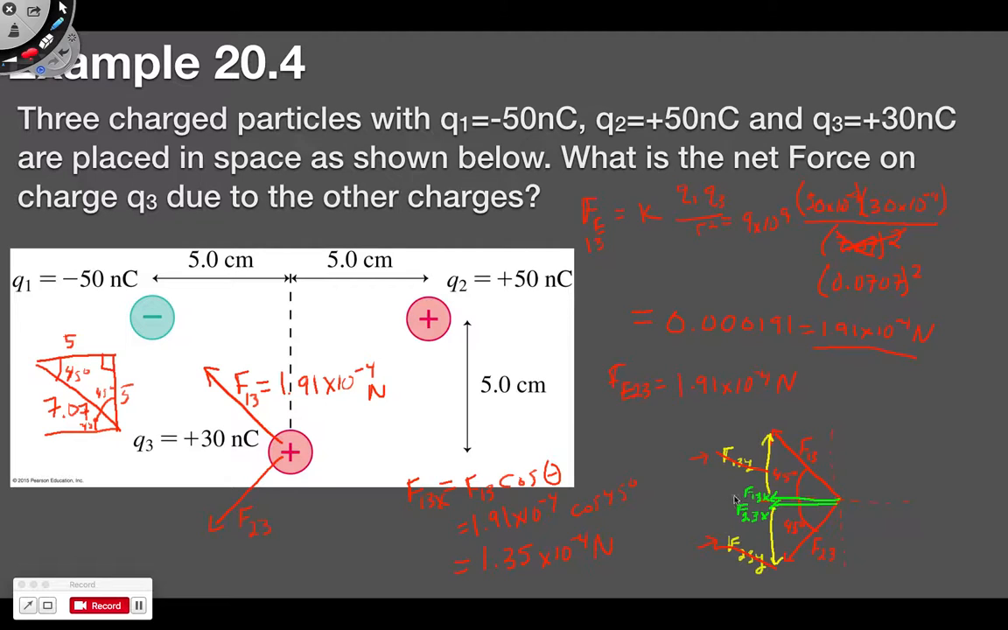And so essentially, I know that twice this value is my total. With this being the 1 on 3 and this being 2 on 3 right there, they add up. And so this becomes 2.7 times 10 to the negative 4th newtons, and that is my net force magnitude.